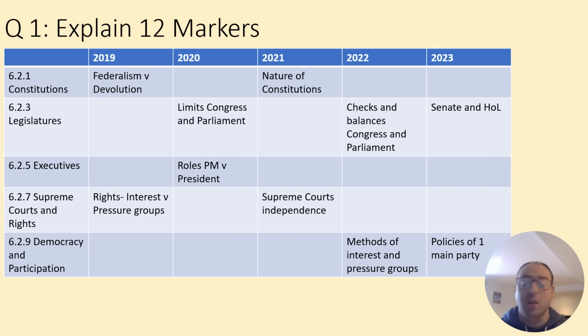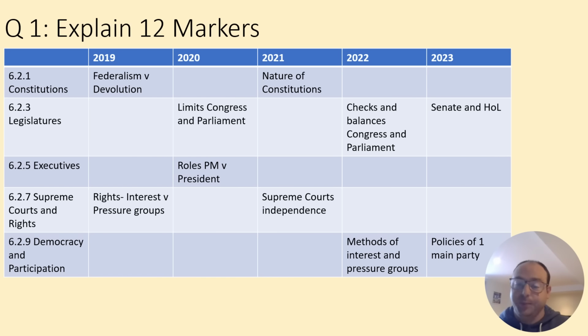There is no AO3, so there is no point writing a conclusion about the degree of difference or the degree of similarity. It won't get you any marks. Those marks aren't there. In question one, the explain one, 1A, 1B, you don't need to use any of the key theories. So it's just simple similarity or difference, whatever particular thing you are asked to do.